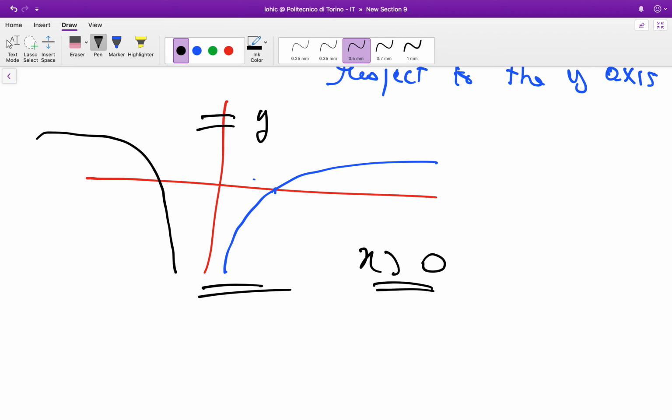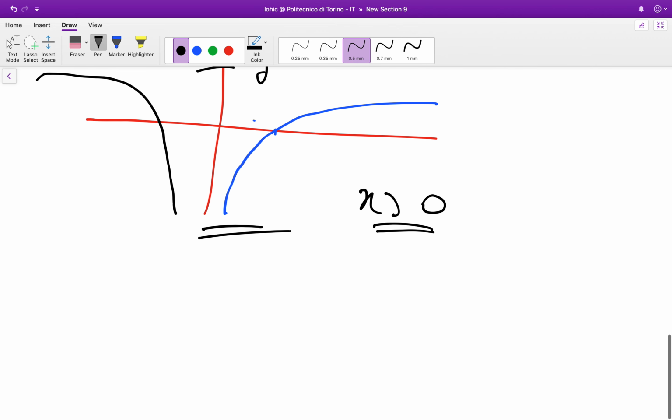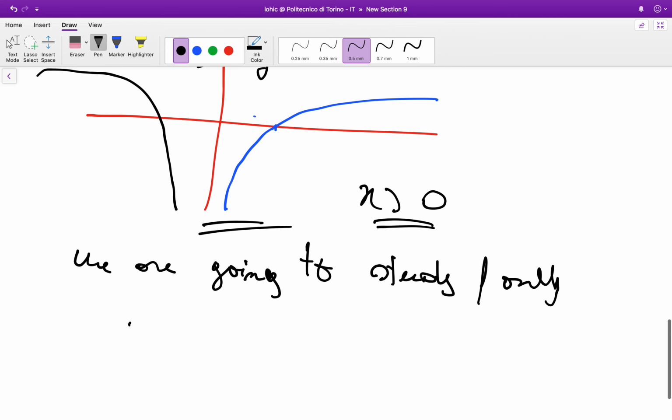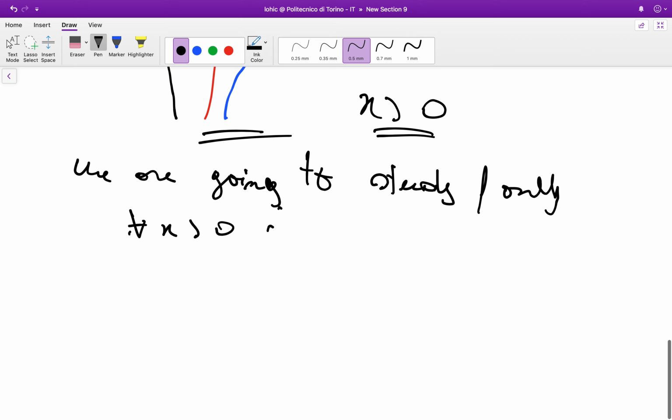Is that clear? Now, as we know, we are going to study f only for all x greater than 0. I repeat, you can study it as usual, no problem. It doesn't change anything. Okay? But if you notice this, it makes your life easier.